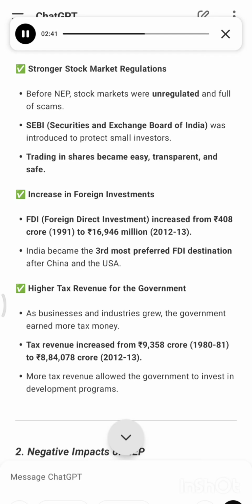Higher tax revenue for the government. As businesses and industries grew, the government earned more tax money. Tax revenue increased from 9,358 crore in 1980-81 to 4,078 crore in 2012-13. More tax revenue allowed the government to invest in development programs.